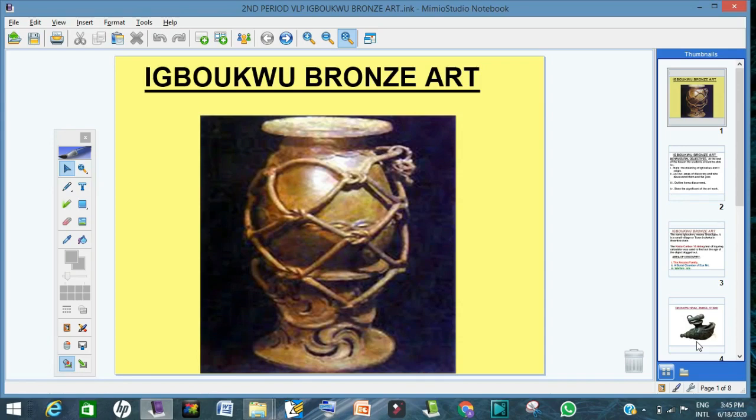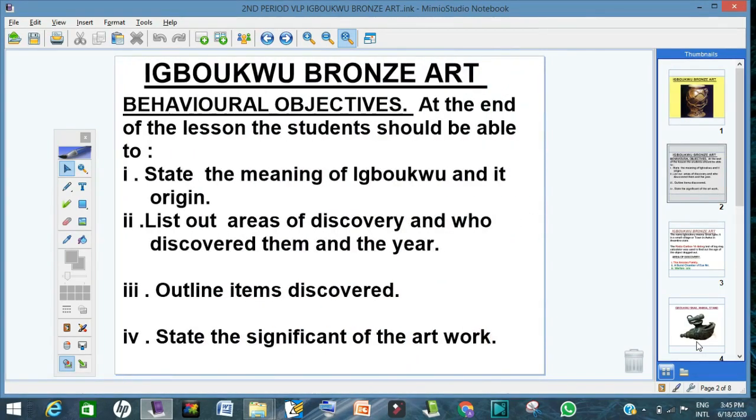Today we have Igboukwu bronze art. In our last lesson, we discussed Nok terracotta, and we were able to find the origin of Nok terracotta, who discovered it, and the characteristics of Nok terracotta. So for this lesson today, I would like you to pay proper attention, because this has to do with traditional art of Nigeria, which we all know are expressed in a stylized, symbolic, and naturalistic way.